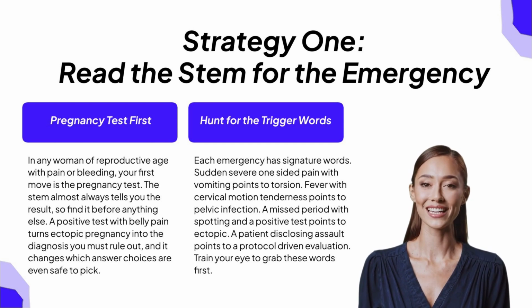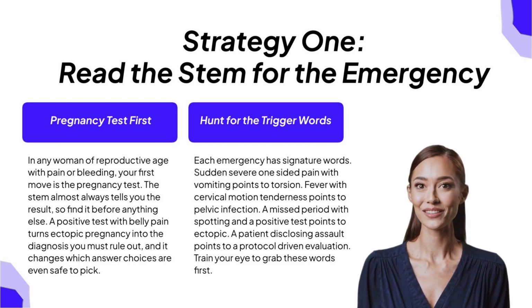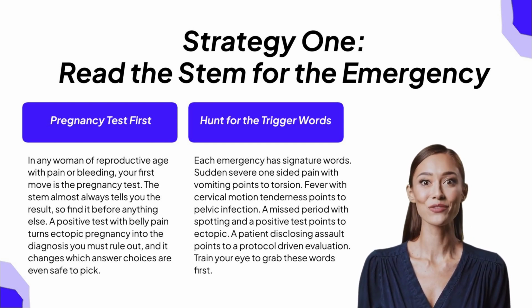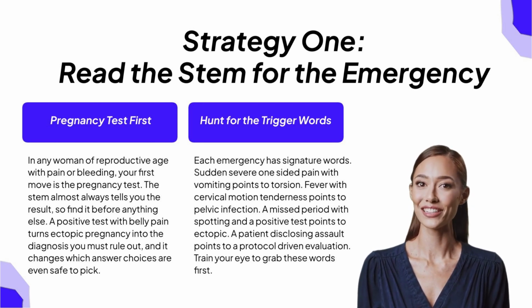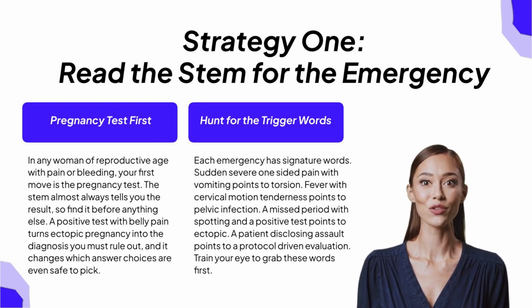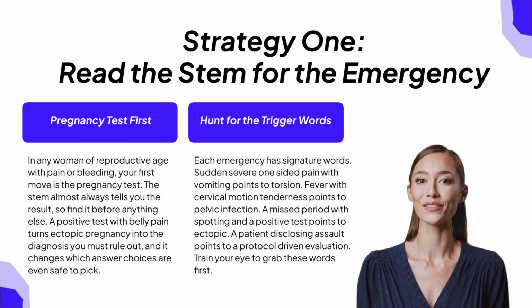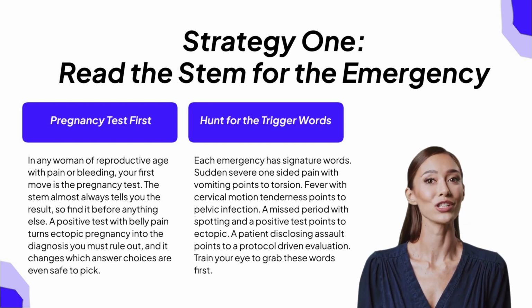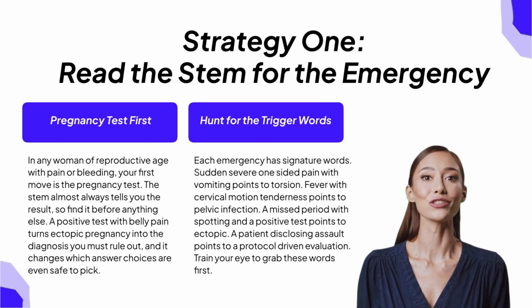Once you have the pregnancy status, hunt for the trigger words that separate the 4 emergencies. Sudden, severe, one-sided pain with nausea and vomiting is the language of ovarian torsion. Fever with pain when the cervix is moved on exam is the language of pelvic inflammatory disease. A missed period with spotting and a positive pregnancy test is the language of ectopic. And a patient who discloses a sexual assault signals a structured, protocol-driven evaluation rather than a hunt for a single diagnosis. Grab those words first, and the rest of the stem falls into place.